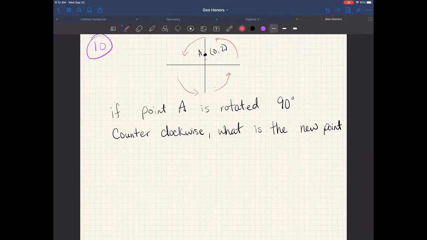-2, 0. -2, 0. How about check? My thing is messed up. Oh my gosh, I think you need to update it or something. Is that an iPad Pro?